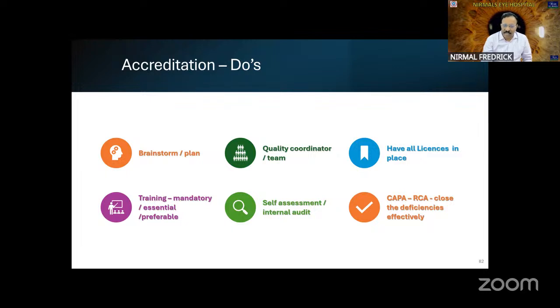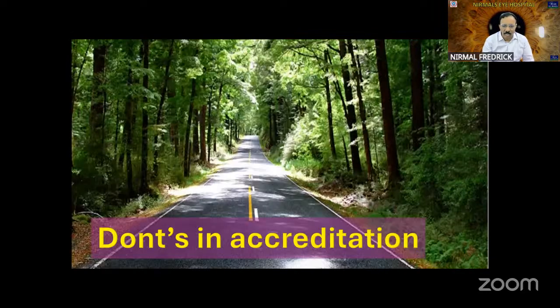Then internal audit and self-assessment is an important process. Once you find the deficiencies, you have to close them effectively to ensure that the standards are integrated. So far I've told you about the do's in accreditation, and now a couple of points on the don'ts in accreditation.